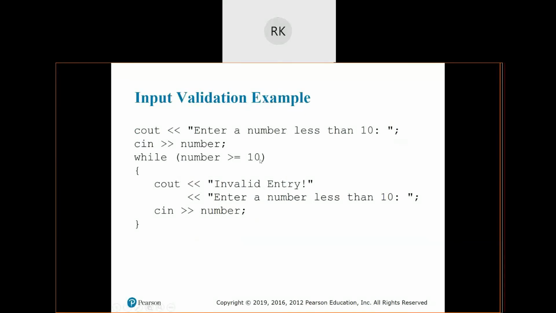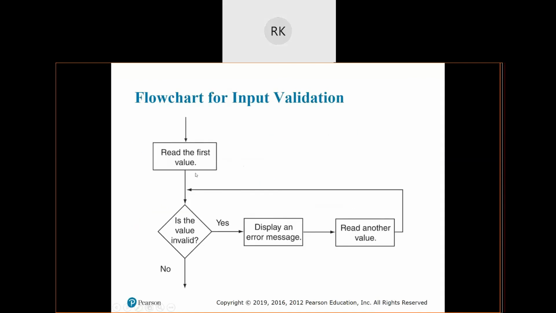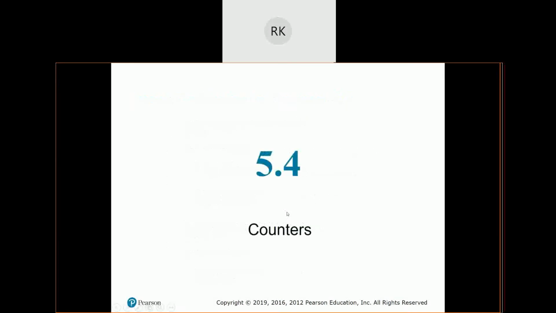Like this, you see, if the number is greater than 10, then display invalid entry. Enter a number less than 10. You enter a number. While the number is greater than 10, you display this message. So you see, it checked that if it is greater than 10, then display the invalid entry, because we want a number less than 10 and the user entered greater than 10. So make it invalid and ask again. Okay, this is the for loop example.